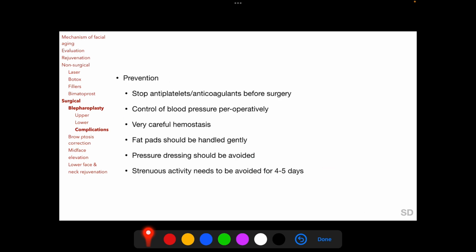Measures which can be taken to reduce the risk of loss of vision from orbital hemorrhage following blepharoplasty include stopping antiplatelets and anticoagulants before surgery, controlling blood pressure pre-operatively, intraoperatively as well as post-operatively, very careful hemostasis, gentle handling of fat pads, avoiding pressure dressing at the end of surgery, and patients should be advised to avoid strenuous activity for 4 to 5 days following surgery.